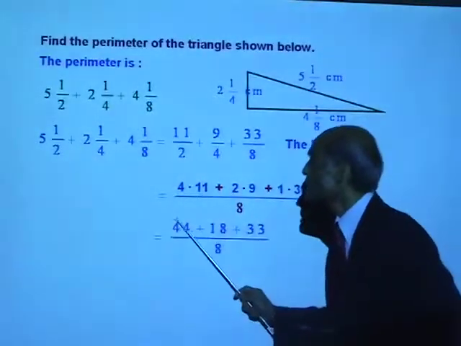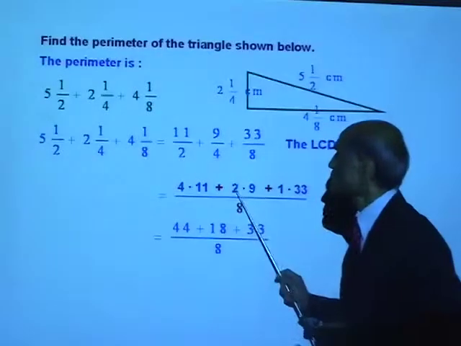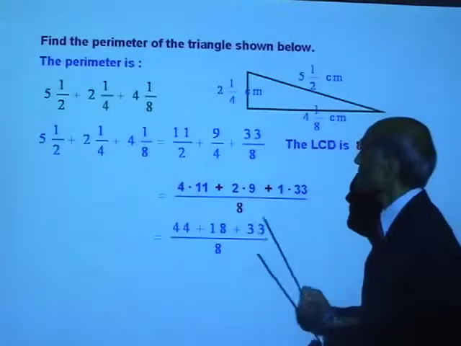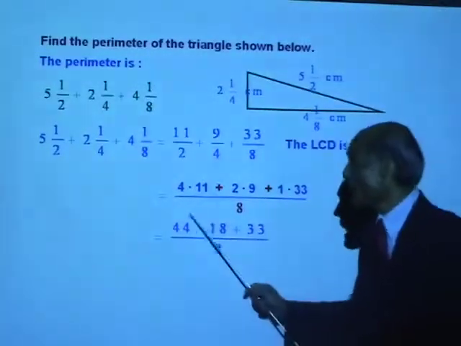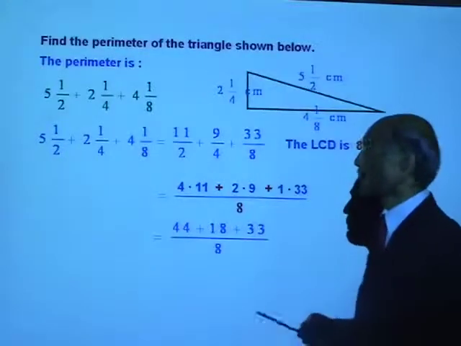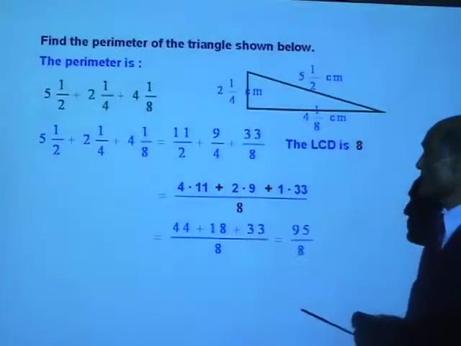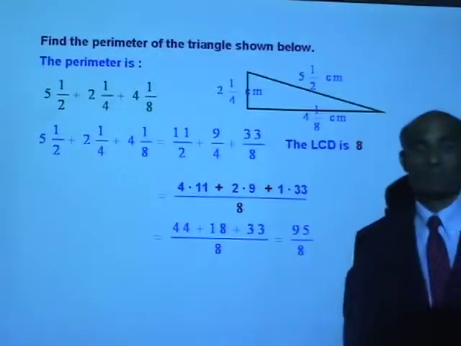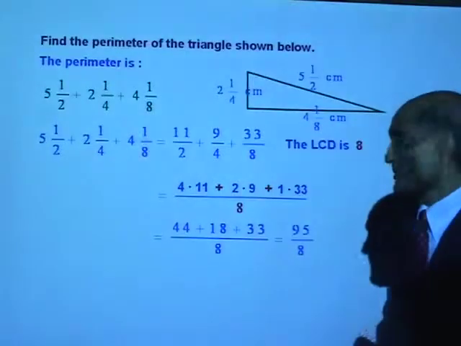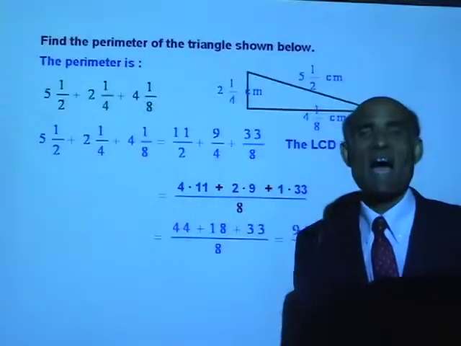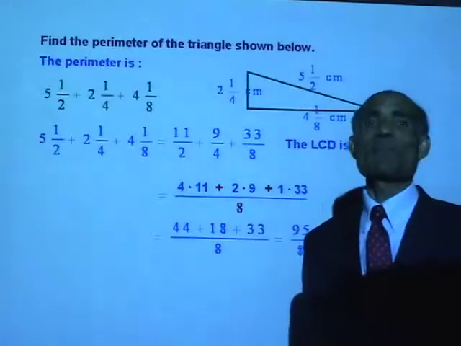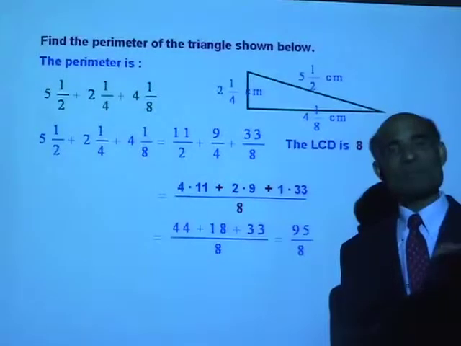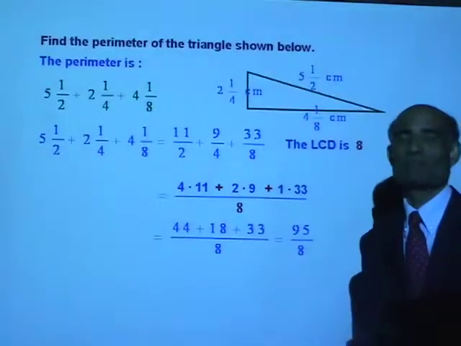4 times 11 is 44. Plus 2 times 9 is 18. Plus 1 times 33 is 33. Now add the numerators. What is 44 plus 18 plus 33? It's 95 over 8. Okay, now you got to tell me, to write this as a mixed number, how many 8s are there in 95? How many 8s can be taken from 95?